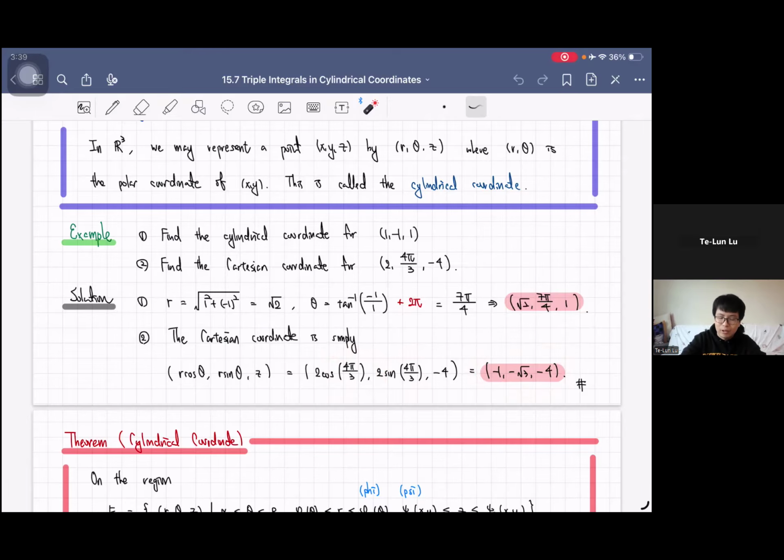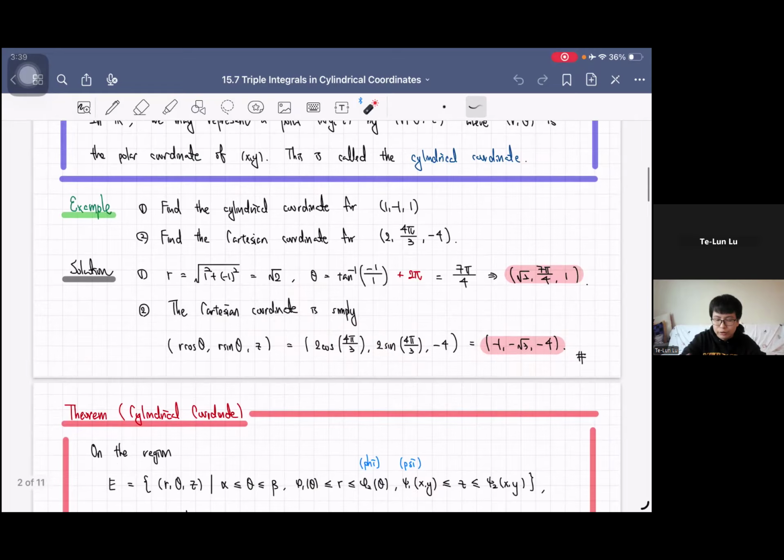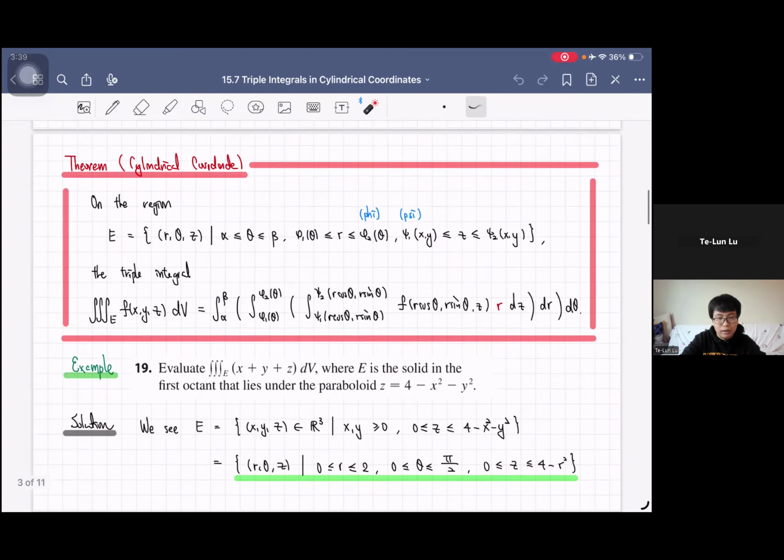Okay, so now after we learn how to translate those coordinates, let us do the formula for the integration. So let me erase this first.